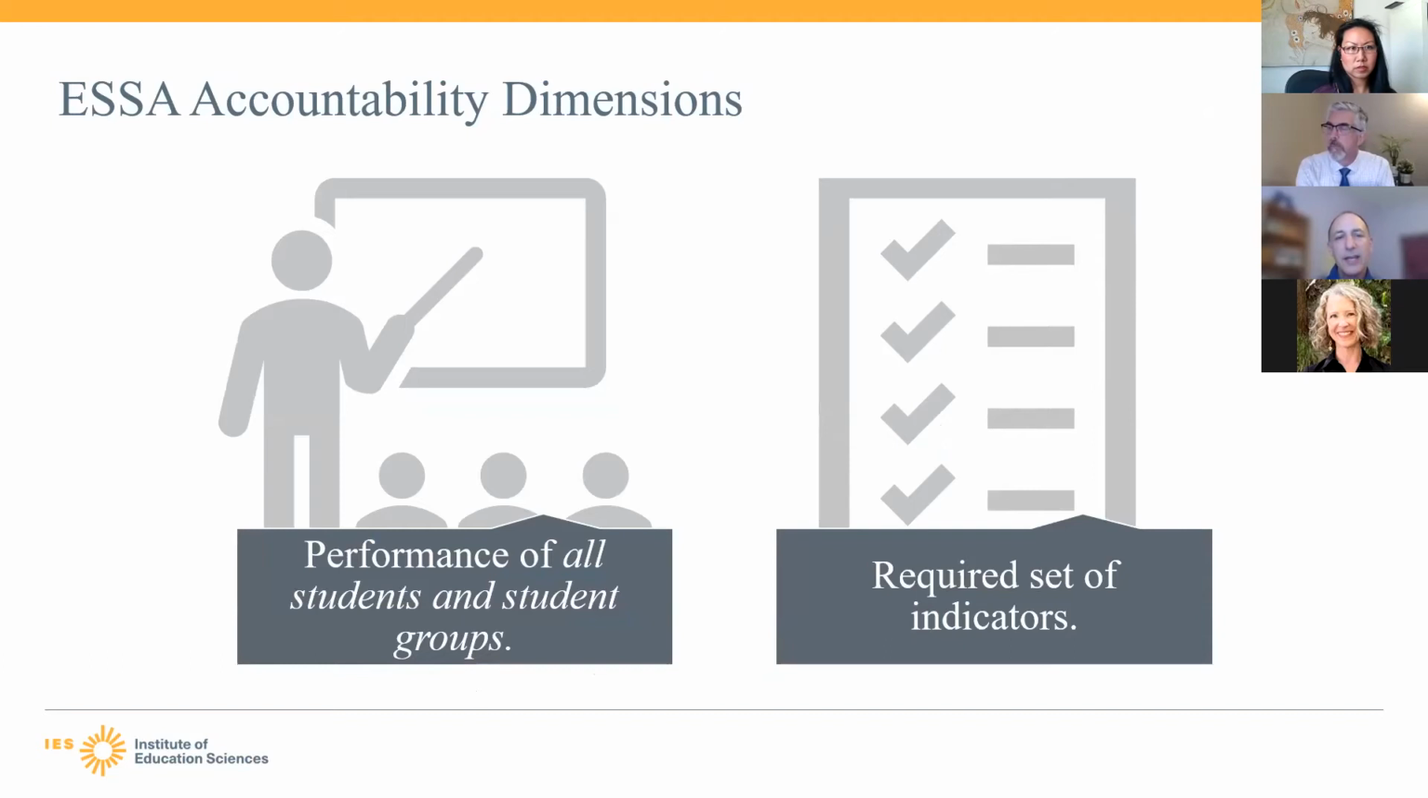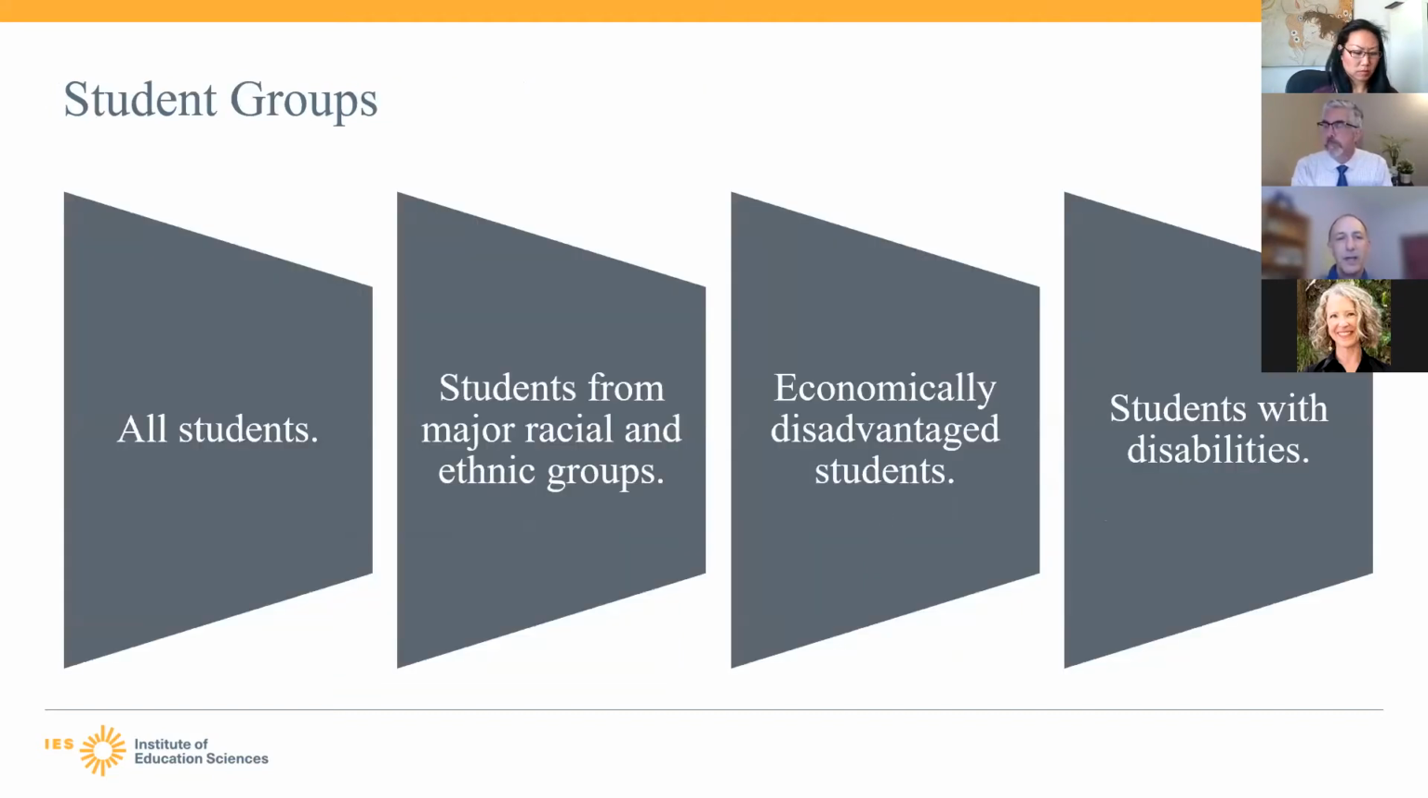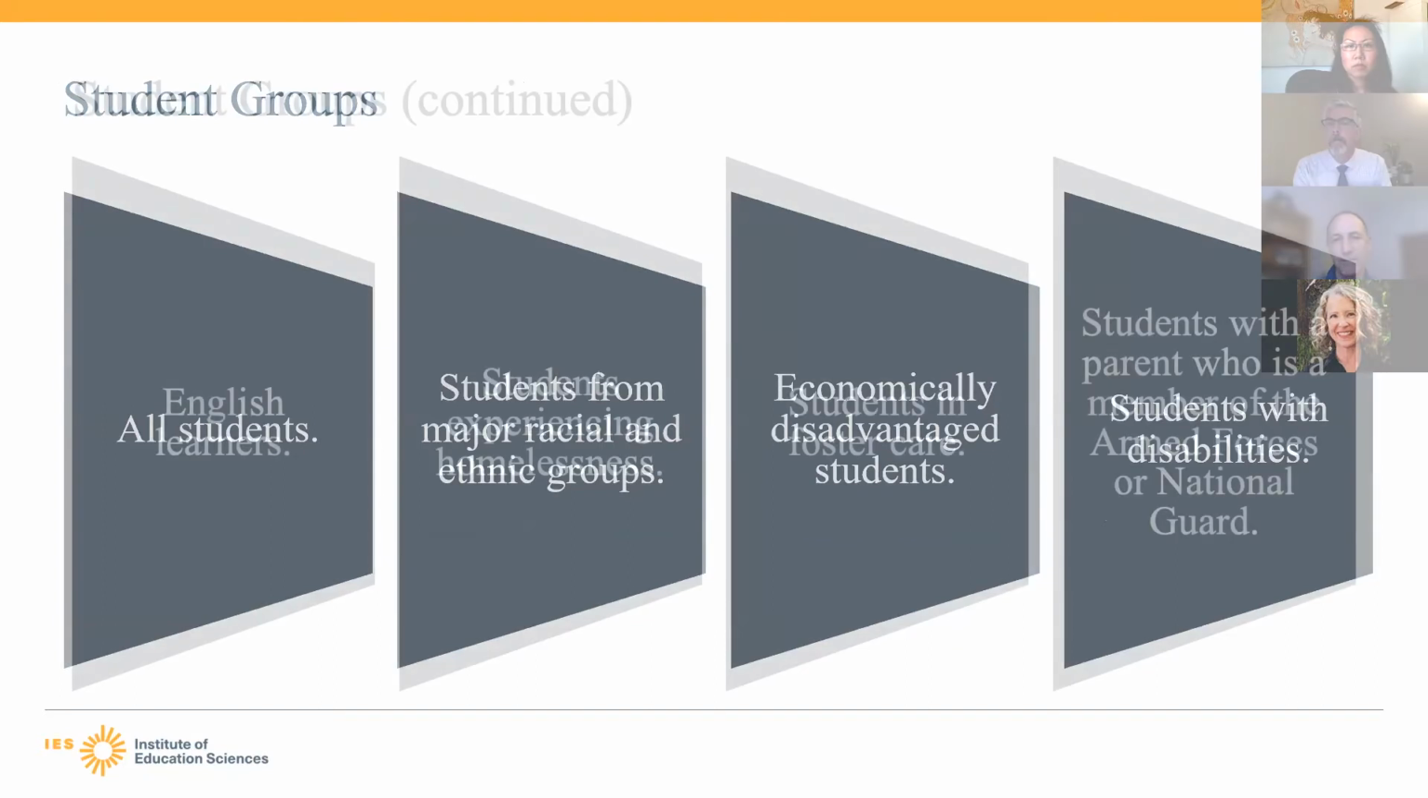So in ESSA, we can think of a pair of accountability dimensions. So there's the who and the what. We're looking at the performance of all students together, as well as disaggregated student groups on a required set of indicators. And we'll drill a little deeper into that now. Next slide. Student groups include all students as a whole, students from major racial and ethnic groups, economically disadvantaged students, students with disabilities.